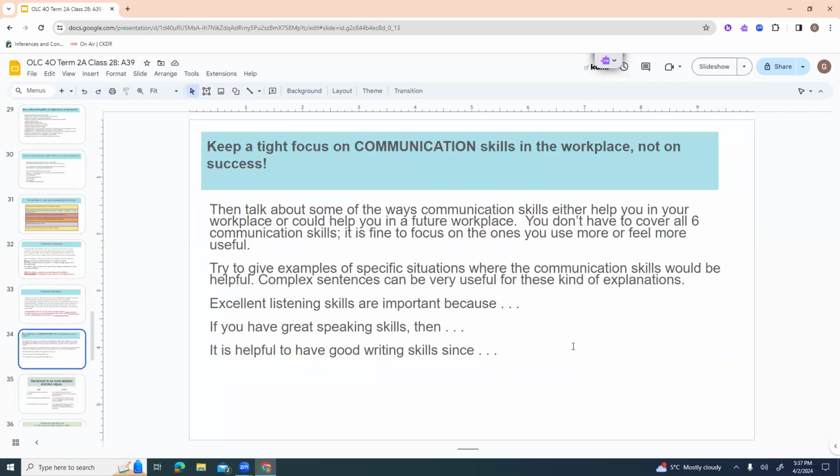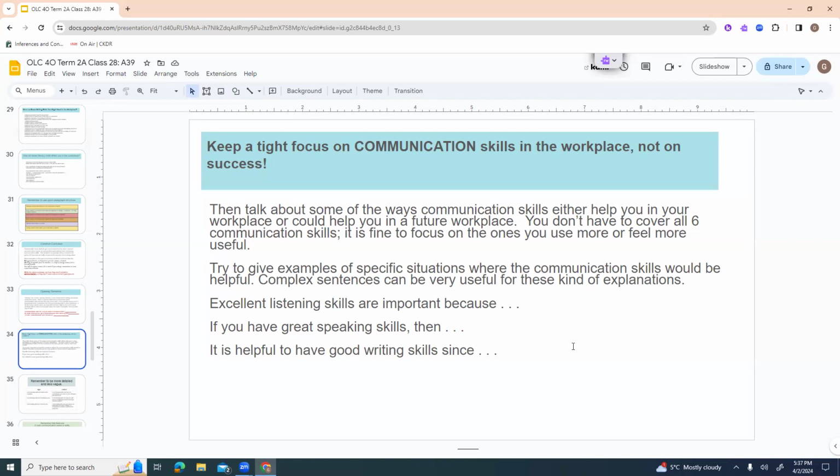Keep a really tight focus on communication skills in the workplace, not on success. And then you can talk about some of the ways communication skills either help you in your workplace or might help you in a future workplace. Like let's say right now you're doing a construction job, but hey, one day you're hoping to be the supervisor. Okay, well, how could learning better communication skills help you be a better supervisor? Would it help you communicate with the people that are working under you? Would it help you understand what the bigger bosses are wanting? How would helping that maybe get you that promotion?